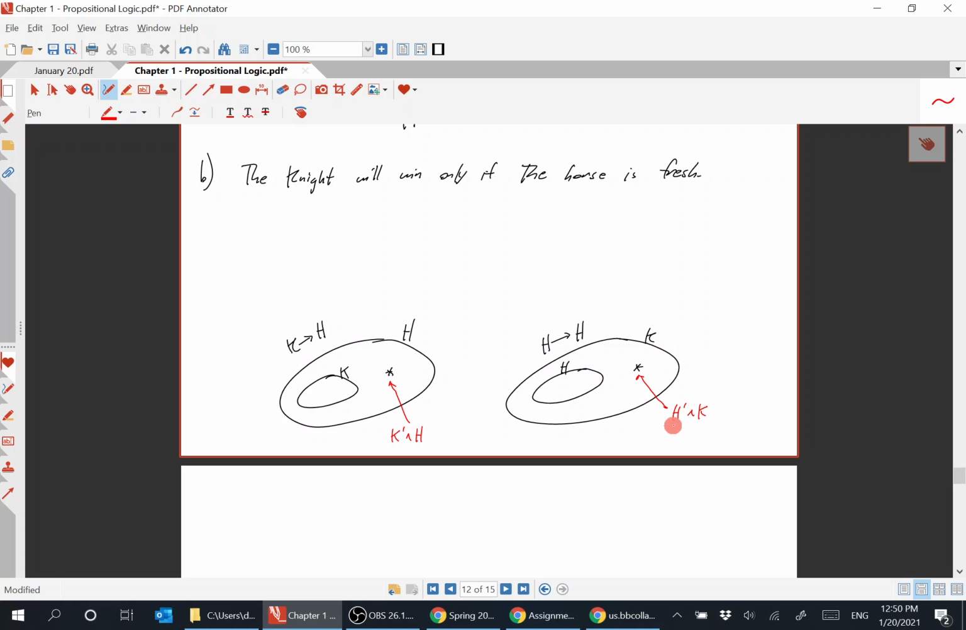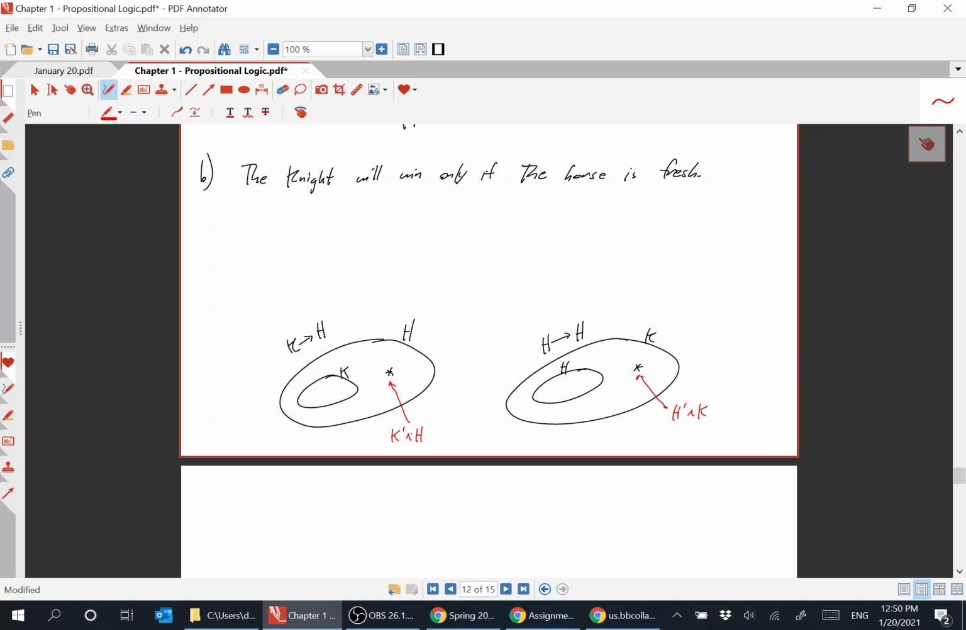Which one of these is wrong? Which one, this one or this one, contradicts that? This says the knight will win only if the horse is fresh. So can he win with a tired horse? No. The knight cannot win with a tired horse because this is saying the knight will win only if the horse is fresh. This one says the knight lost even though he had a fresh horse.